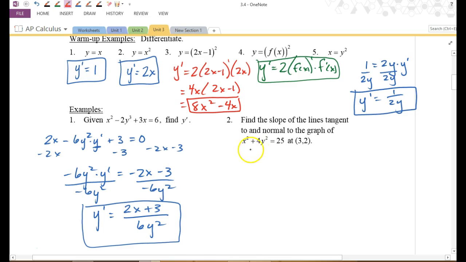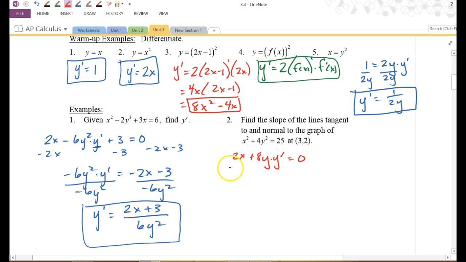So again, we are going to derive this equation just like we did this one over here. So I'm going to derive each term. Derivative of x squared is 2x. The derivative of 4y squared is 8y. And derivative of 25 is... Whoa, slow down there. You guys see what I missed? Times the y derivative is equal to 0. There we go.